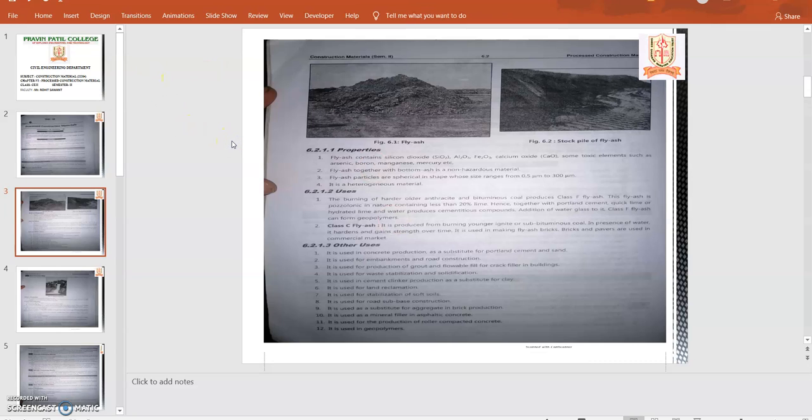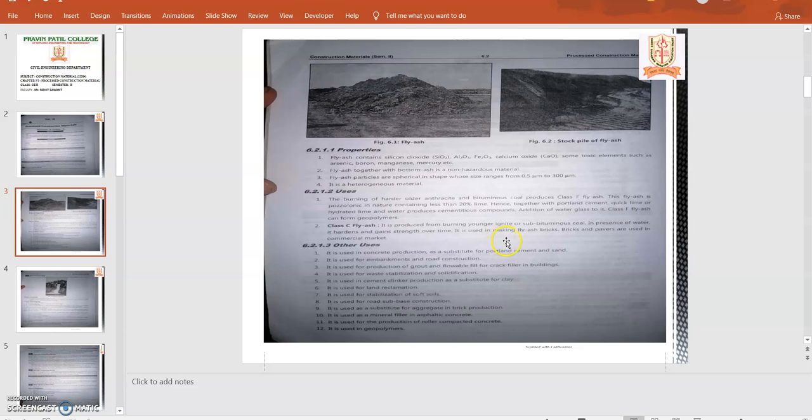So it forms a geopolymer, which gives very good properties to the concrete, as in the previous chapter we learned about the geopolymers. So then, class C fly ash; the previous one was for the class A fly ash. The class C fly ash is produced from burning of the younger lignite or subbituminous coal in presence of water. It hardens and gains strength over time.